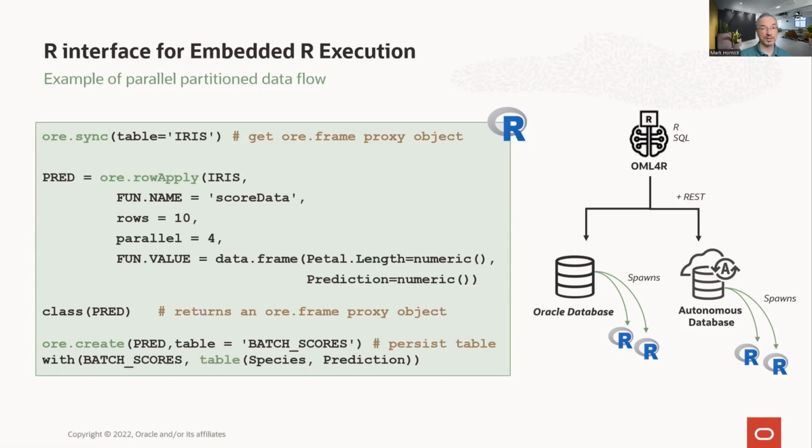Now, this is important since the results themselves can be large. We don't want to pull results to the client unnecessarily. Next, we create the table batch scores and use the overloaded R table function to compute the confusion matrix in the database on the batch scores proxy object. Note that only the confusion matrix itself will be returned to the client without the need to load large volume data to the client R engine.